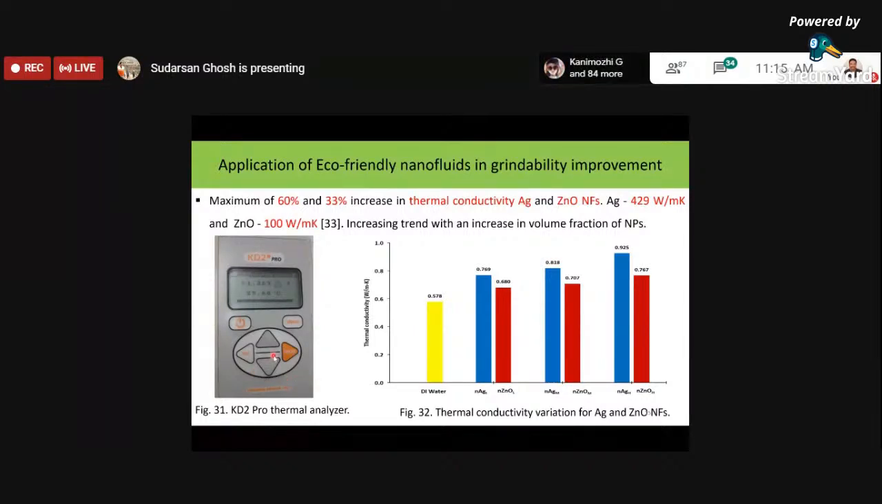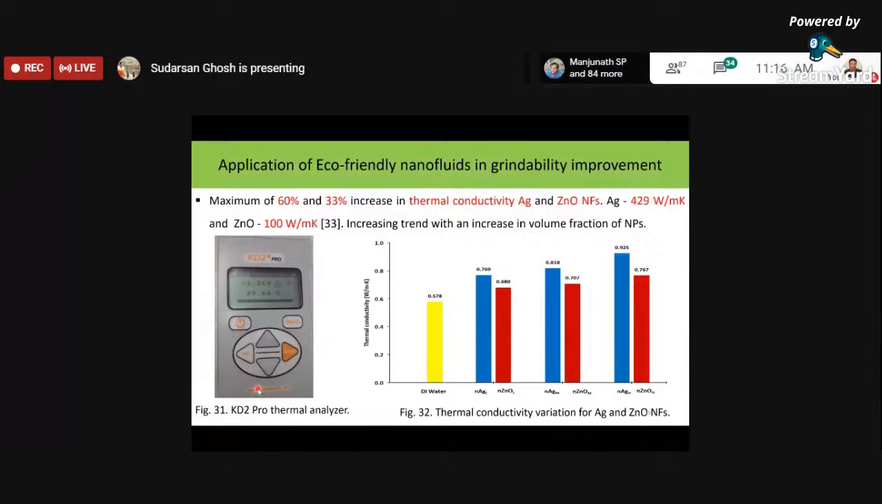So if some of you are interested, at a later stage, if you want to work on this, you can contact the IIT Guwahati Mechanical Department. They have this thermal analyzer, and they allow others also to use their facility, of course, at a particular cost, which is not very high.